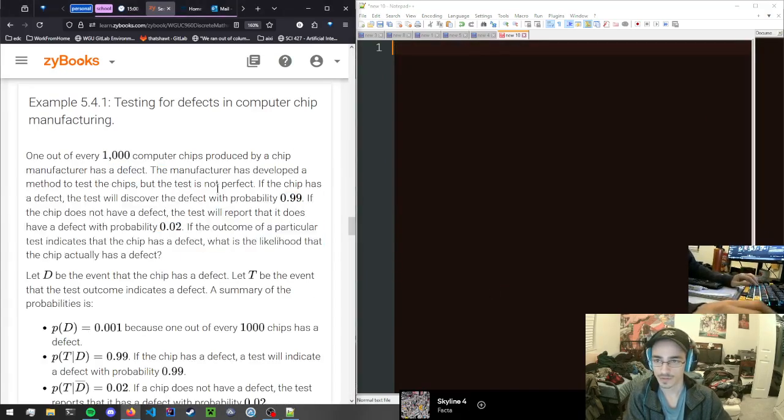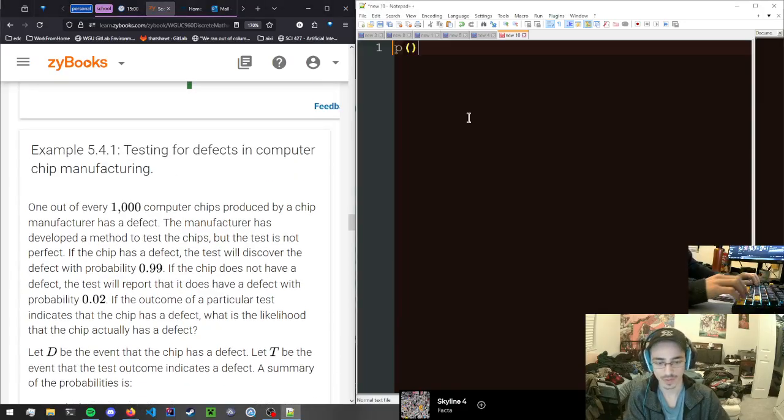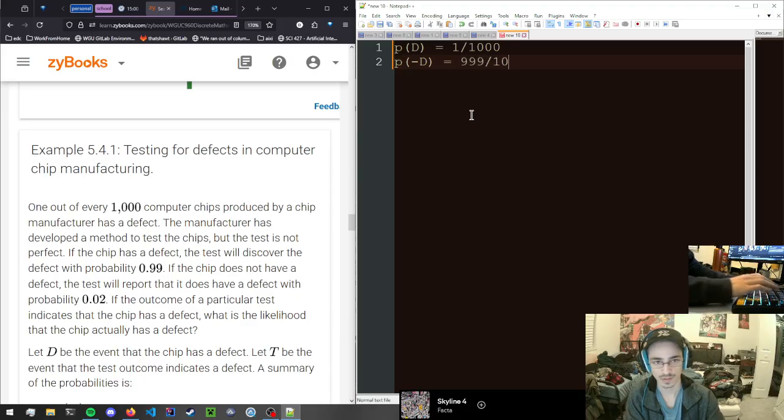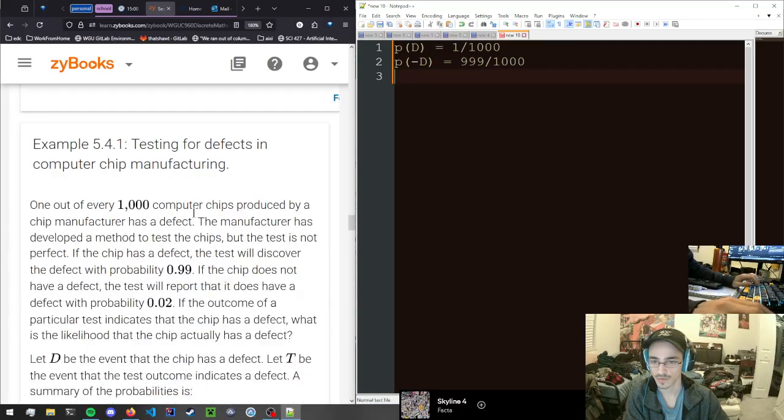All right, so let's do this test here. Oh my god. So 1 out of every 1,000 computer chips has a defect. Okay, so the defect chance is 1 out of 1,000. Not defect chance is 999 out of 1,000, I'm assuming, because they're giving an example of that.